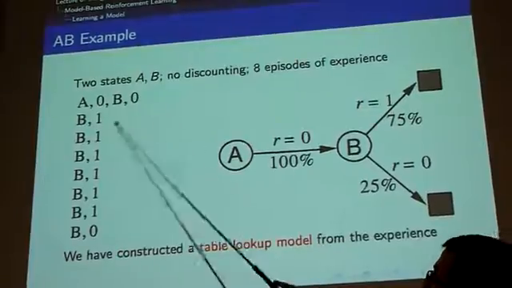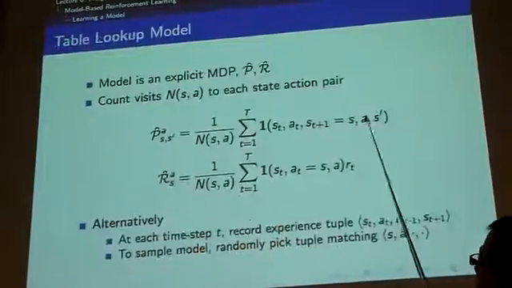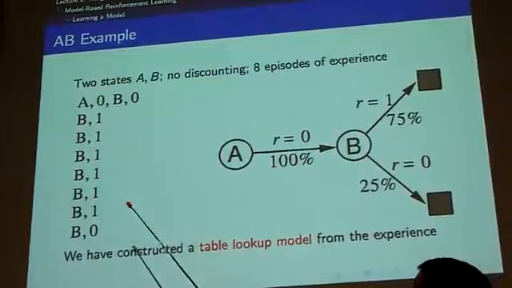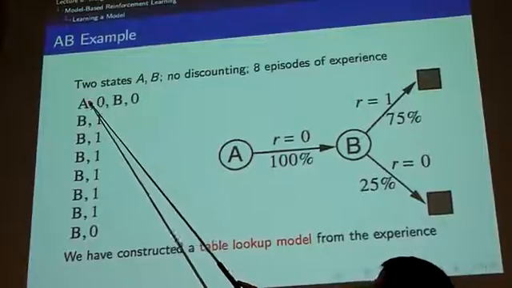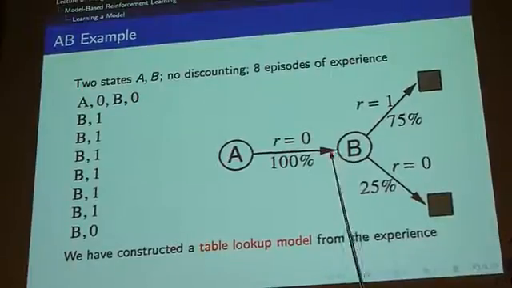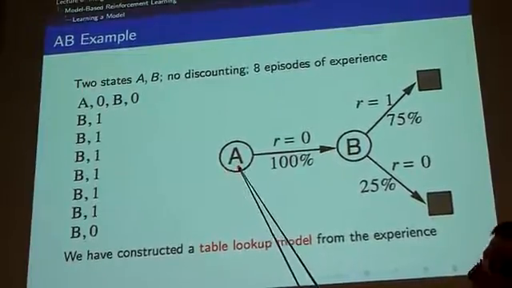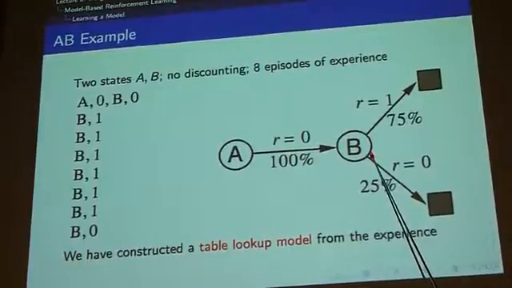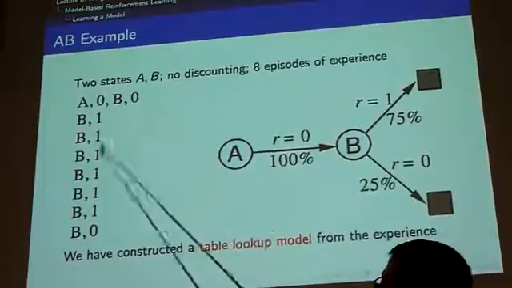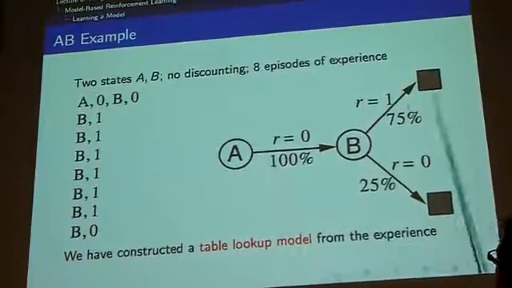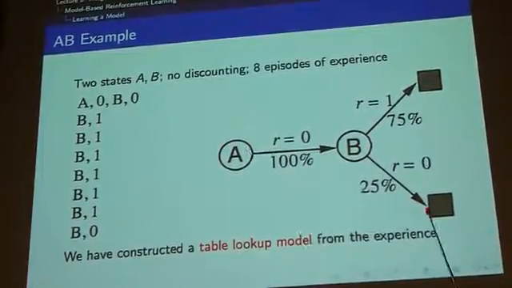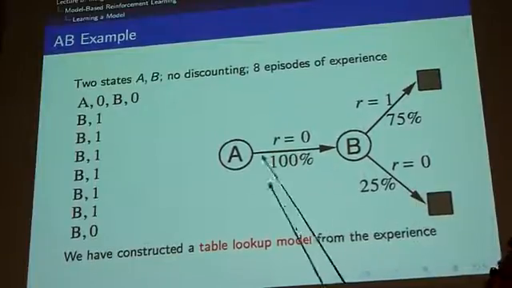So naturally, we could estimate, using exactly this procedure, just by counting. We would say, okay, every time we were in state A, we transitioned to state B with a reward of 0, 100% of the time. So that's our estimate of what happens from A. And then from B, we would say, well, 6 out of 8 of the times we were in B, we saw a reward of 1 and ended the episode, and 2 out of 8 times we saw a reward of 0 and ended the episode. So we've constructed a table lookup model just by counting.